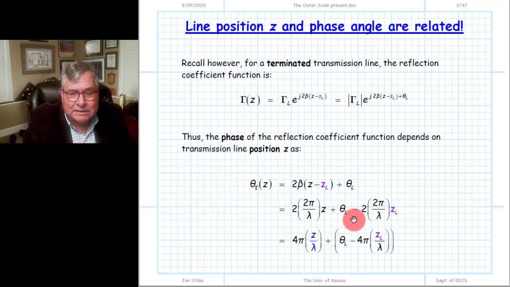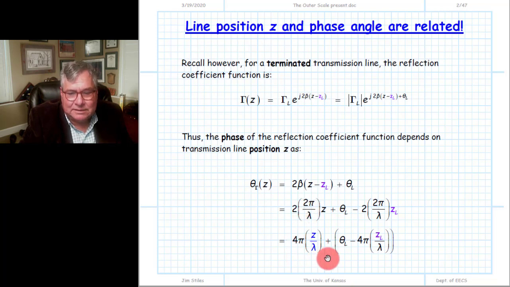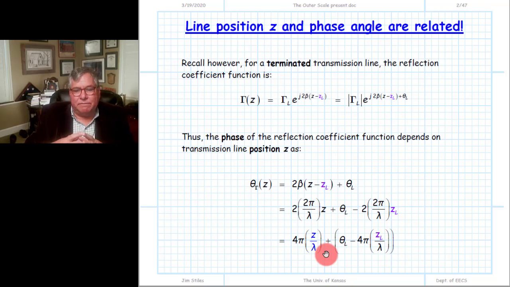So we're going to rewrite this expression a little bit, and we're going to take the value of beta, which remember is 2 pi over lambda. Beta is our spatial frequency, radians per meter: 2 pi radians for a distance in meters of lambda, for example. Given the value of beta is 2 pi over lambda, we're going to rearrange this term and write the expression in this way, where we say 4 pi times z over lambda.